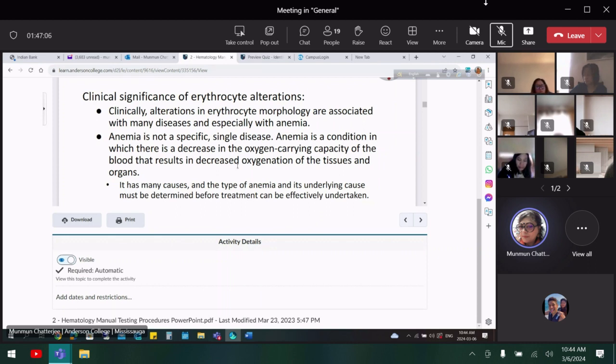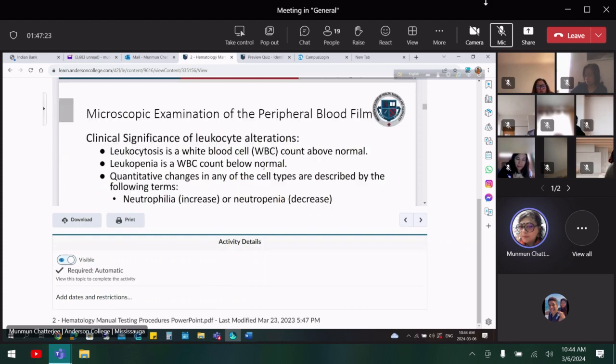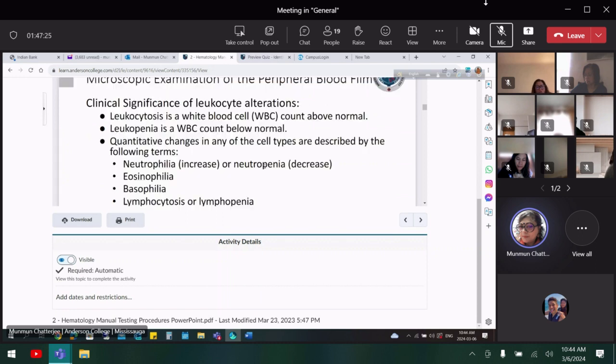And you are going to feel fatigue, you are going to feel lethargic, you are going to have shortness of breath. So it has many causes, and the type of anemia and its underlying cause must be determined before treatment can eventually be undertaken. Leukocytes.